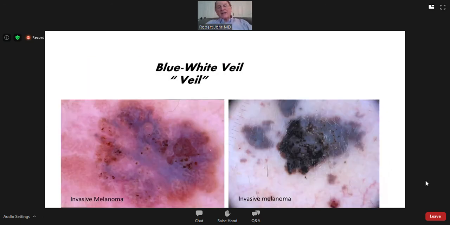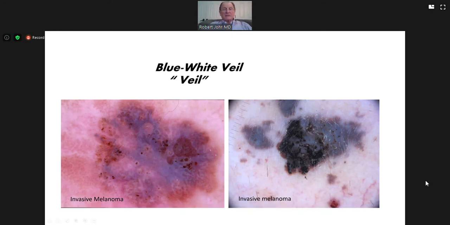So another variation of colors you'll see is the famous veil, and it's defined as being a regular bluish white color, maybe with a ground glass appearance, but it does not fill most of the lesion. So we have this bluish white color, it's called the veil. And on the other side here, here we have veil, so bluish white color. Doesn't fill the whole lesion.